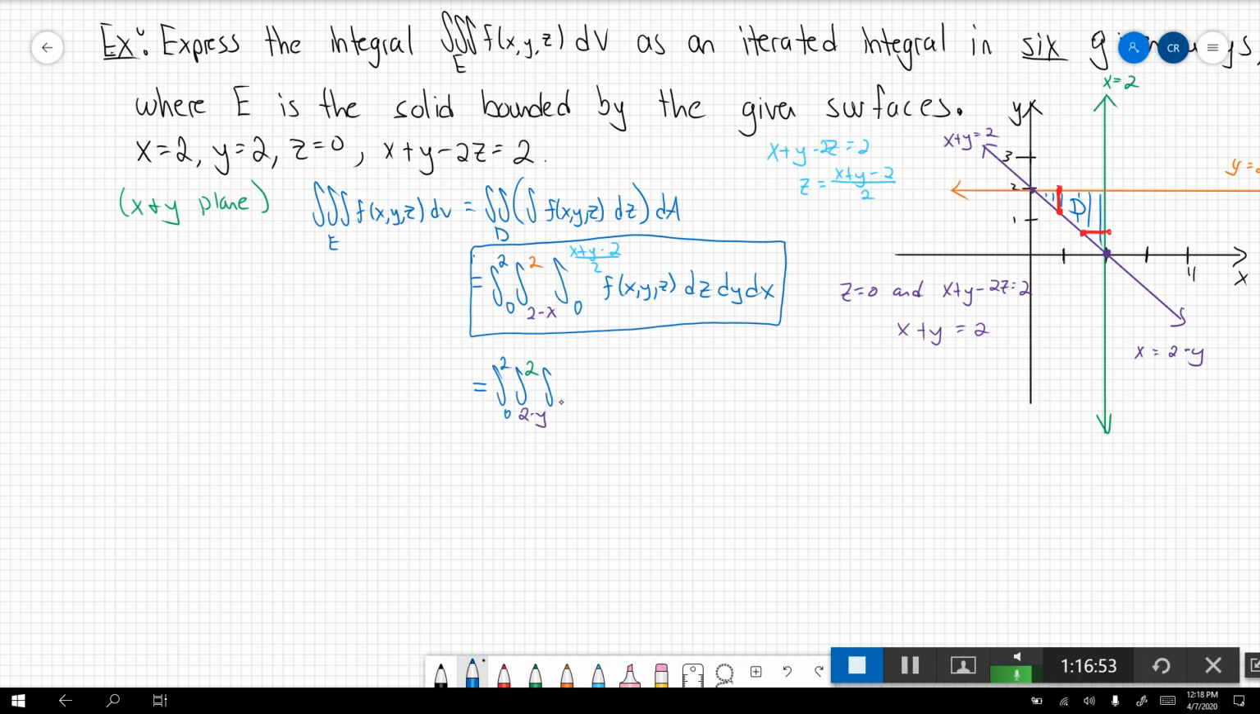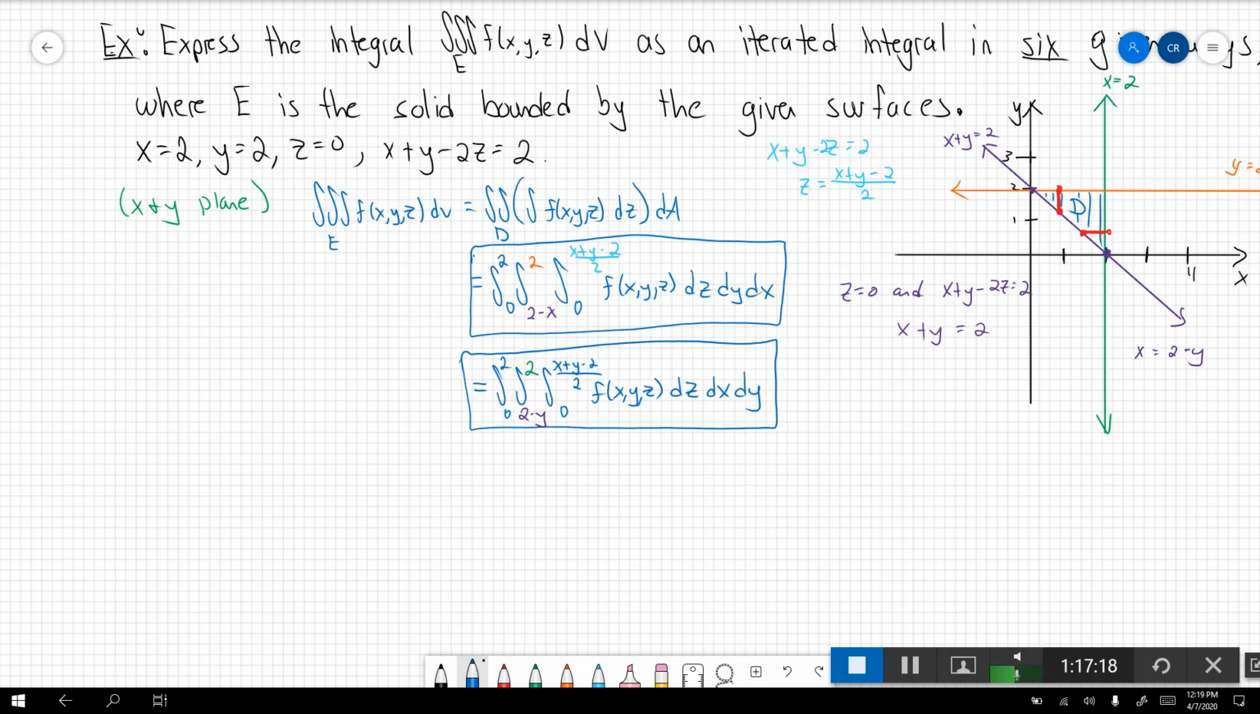Height-wise, z value-wise, that doesn't change, because all we did was reorient the domain. It has no effect on the heights for the actual function, which means we changed dx and dy so that dx comes first and then dy comes second. This is the second type of integral that we can set up.